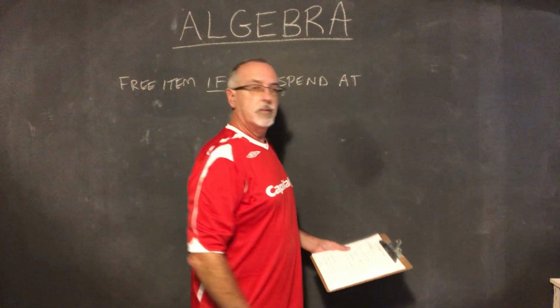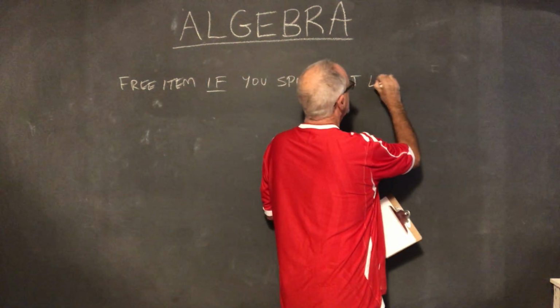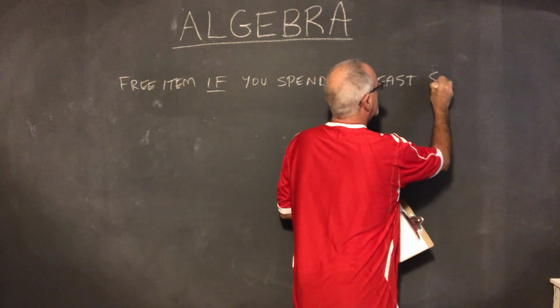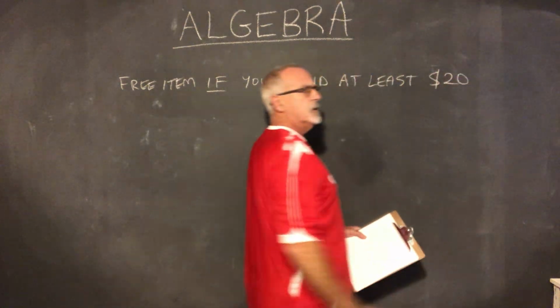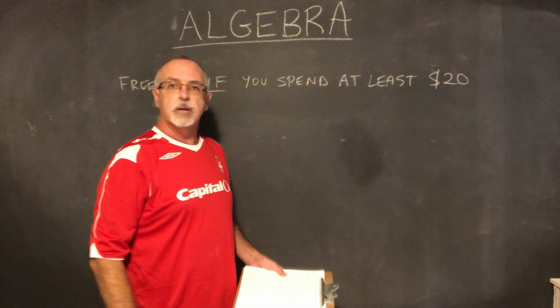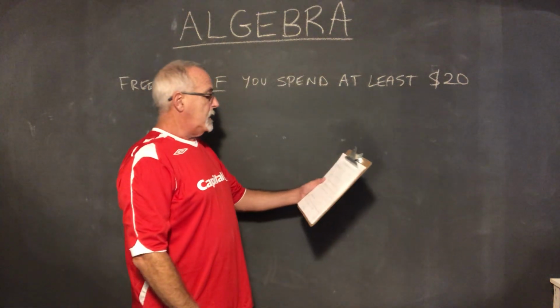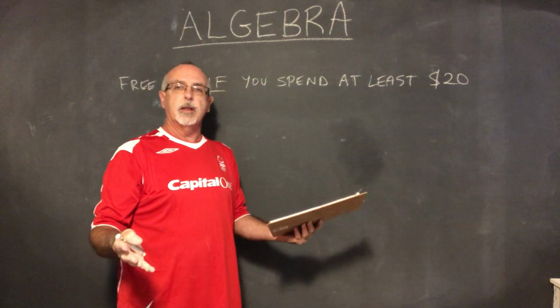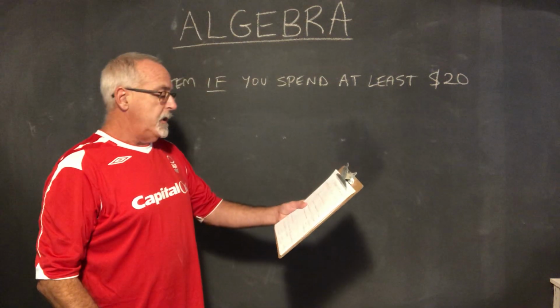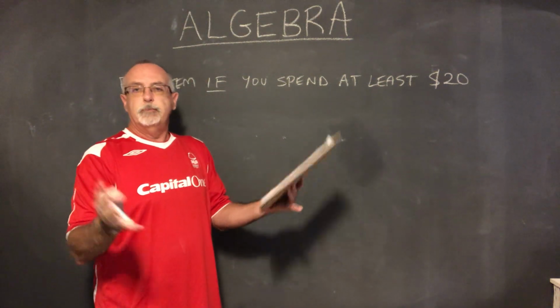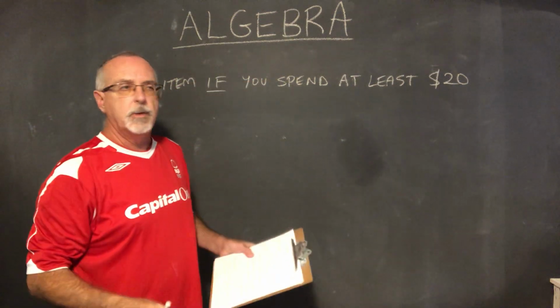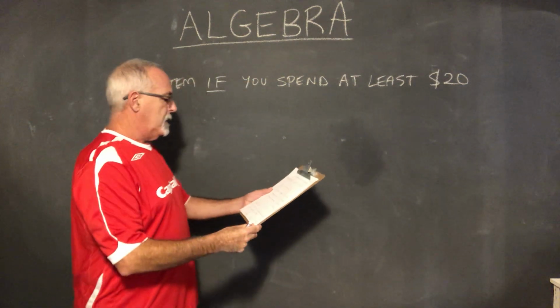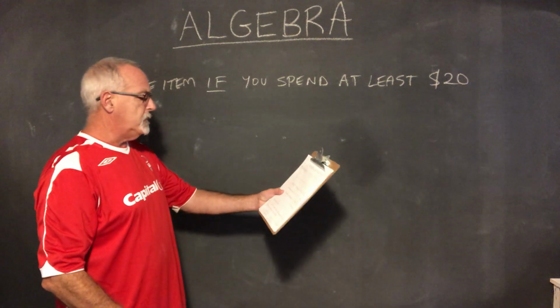Takes a lot more time to write it than it does to say it. Seems to take more time to write it than it does to eat the item. Okay, so we can all understand a situation like this. If you spend at least $20, you get the free item. Maybe they give you a list of certain items from the appetizers menu that you can get for free. I've seen this before with restaurant deals.